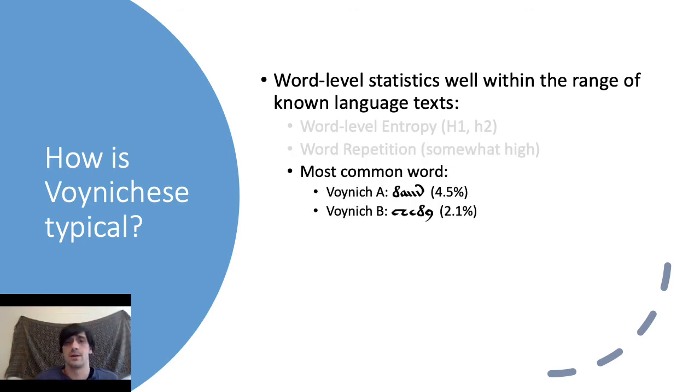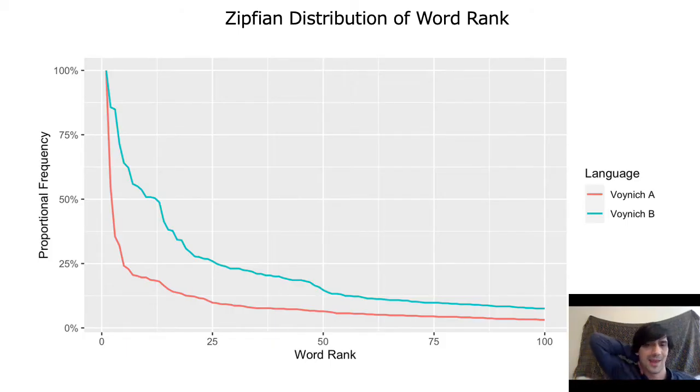And also the percentage of the text taken up by the most common word is also something that is within what we might expect for natural languages. Voynich A, this word that might be transcribed as dine, is a little bit less than we find for the in English, in terms of the most common word being percentage of the entire text. And then Voynich B, this word chady is the most common word. It's about half as common, but this is still within what we find in a broad range of text.